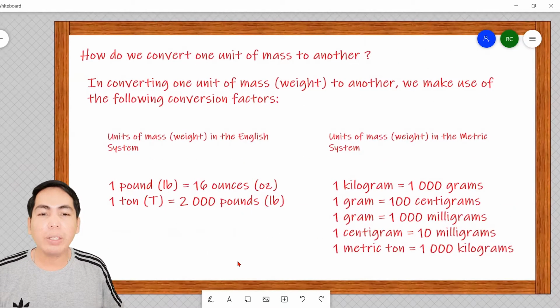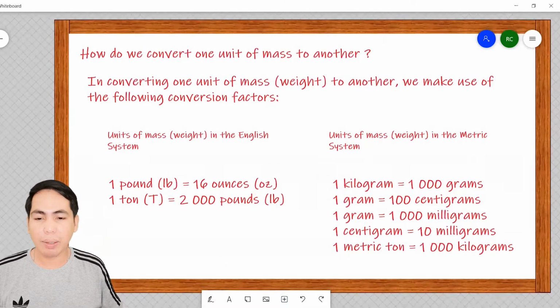How do we convert one unit of mass or weight to another? In converting one unit of mass or weight to another, we make use of the following conversion factors. Units of mass or weight in the English system: 1 pound is equal to 16 ounces. 1 ton is equivalent to 2,000 pounds. We also have units of mass or weight in the metric system. 1 kilogram is equivalent to 1,000 grams. 1 gram is equivalent to 100 centigrams. 1 gram is also equivalent to 1,000 milligrams. 1 centigram is equivalent to 10 milligrams. And 1 metric ton is equivalent to 1,000 kilograms.